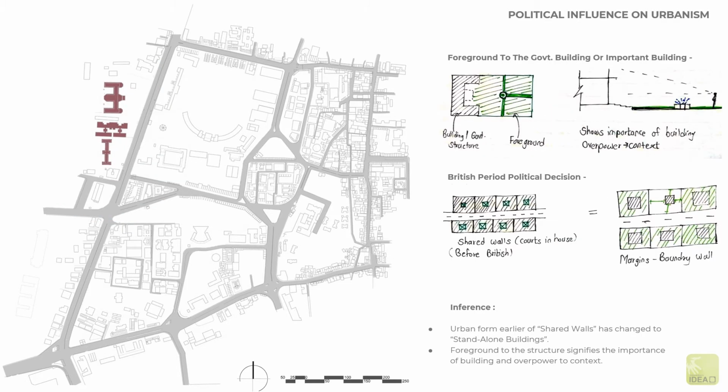India got independence from British, but the influence of their architecture was still followed. Prior to the British period, the concept of shared walls was present in which ventilation was taken care of through courtyards. British introduced marginal spaces around the structures. The decision of giving foreground to structure is followed till now, which shows the importance of building.